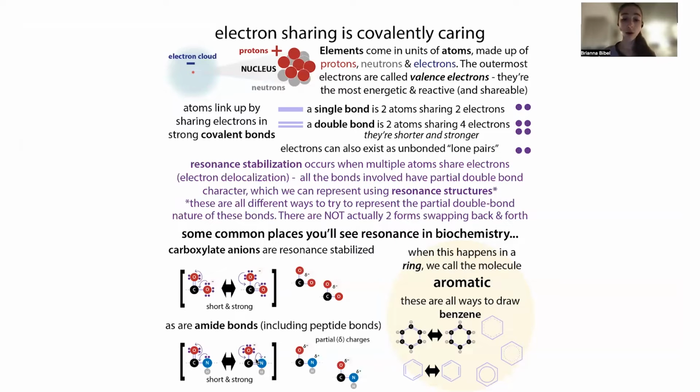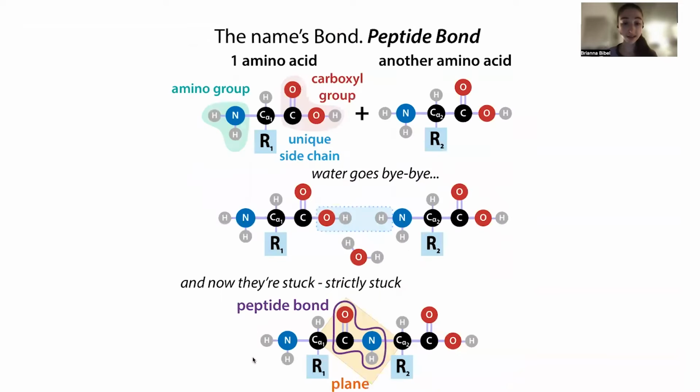Why does that matter? Well, you can't turn easily around a double bond. You can rotate around single bonds, but when you have a double bond, it's stuck. It's based on the orientation of various orbitals, which I'm not going to get into. Basically, a double bond you can't rotate around, a single bond you can rotate around. And because you have this partial double bonded character, you're not going to be able to rotate around this.